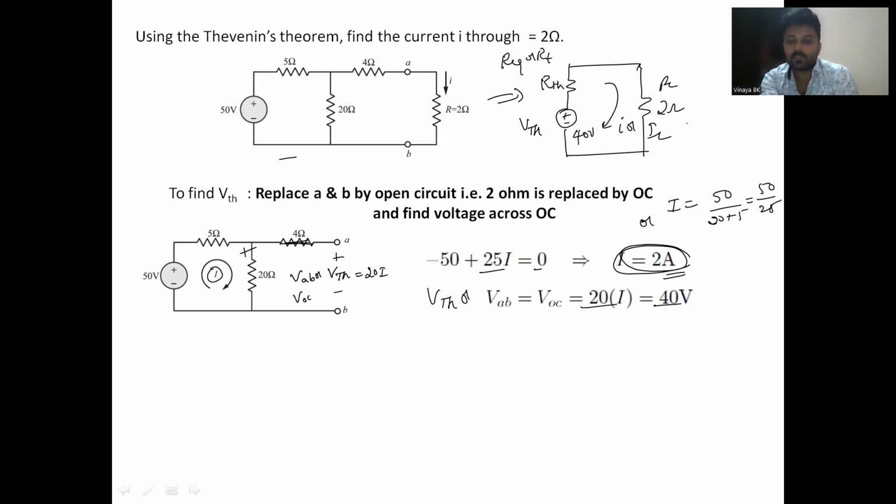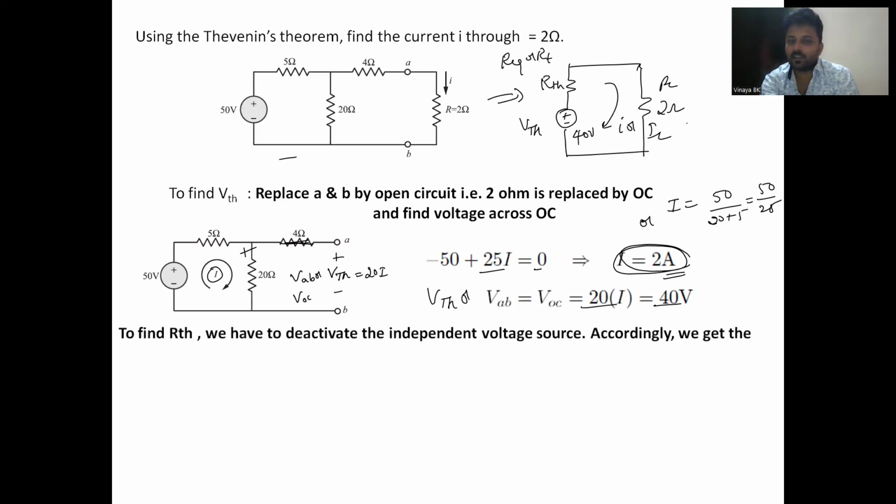If there is a voltage source, you have to short circuit it. If there is a current source, you have to replace it by an open circuit. The load resistor R, you make it open circuit. Again, replace A and B by open circuit by short circuiting the 50 volt source. You can get the circuit like this. So to find RTH, we have to deactivate the independent voltage source in this circuit diagram. Accordingly, we get the circuit like this.